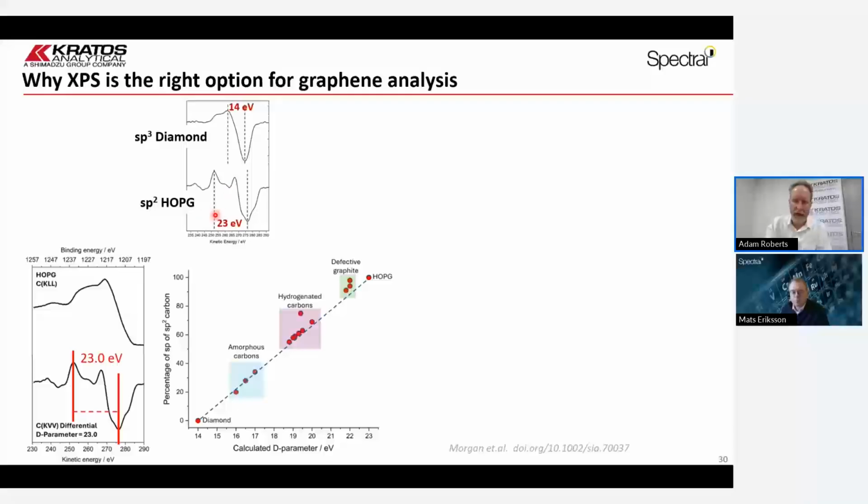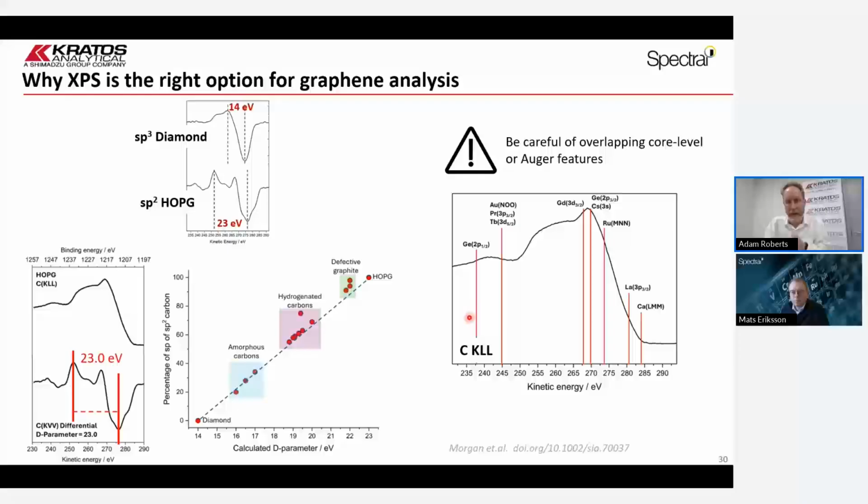But it does come with the caveat that there are other features in the spectrum with similar kinetic energy that could compromise those measurements. So whilst I would advocate looking at that D parameter, depending on the materials that you're measuring, you have to be careful of that interpretation as well.